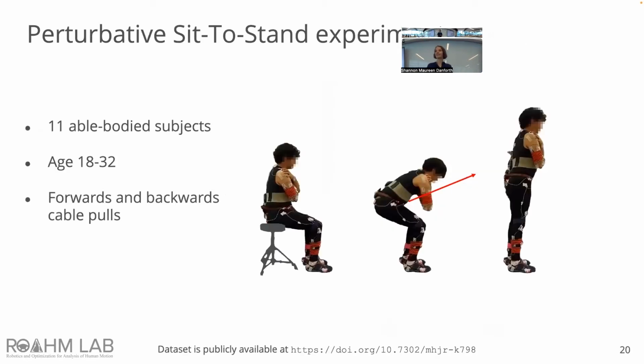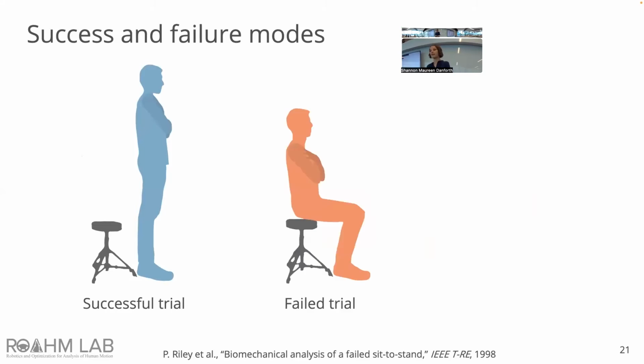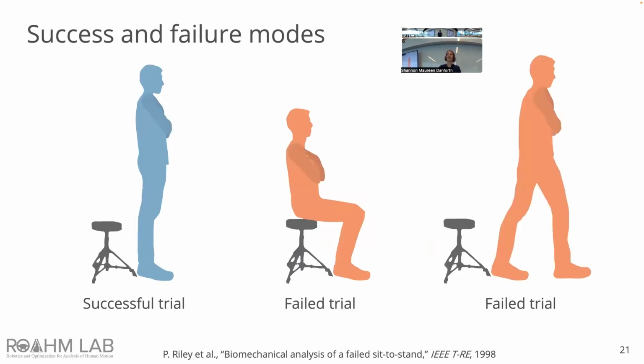And so to do this, we conducted a perturbative sit-to-stand experiment with 11 able-bodied subjects. And in this experiment, we introduced these forwards and backwards forces using motor-driven cables applied to the subject's center of mass. So these cables could pull the subject either forwards or backwards as they were standing up from the chair. And we define a successful trial as those where a subject was able to stand up without moving their feet, and then sitting back down and stepping forward were both deemed as failed trials.